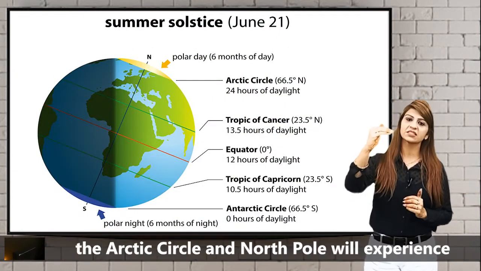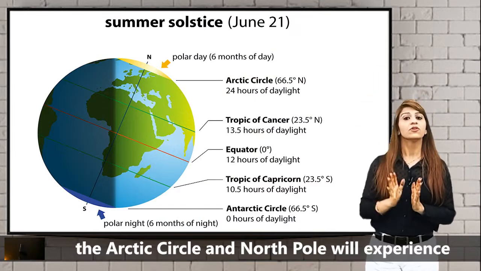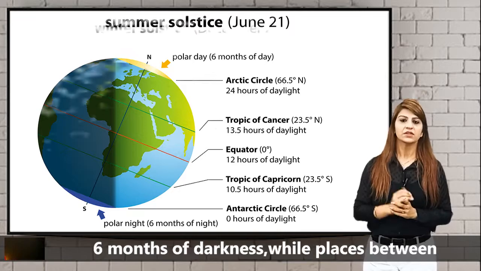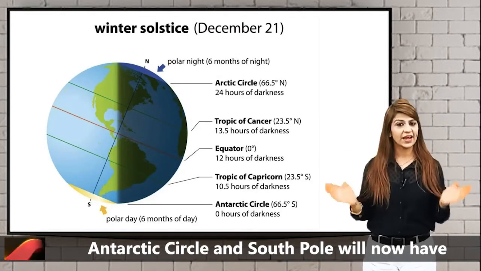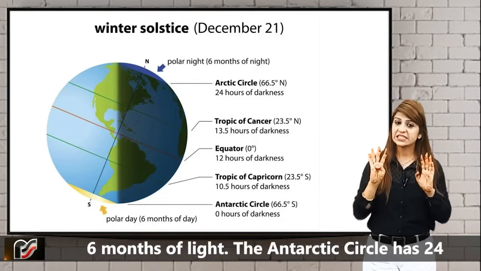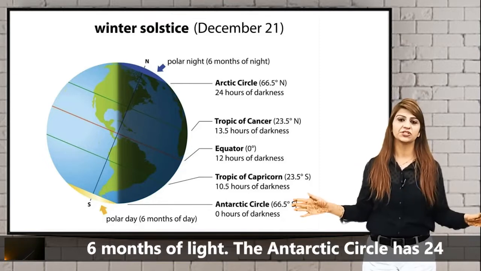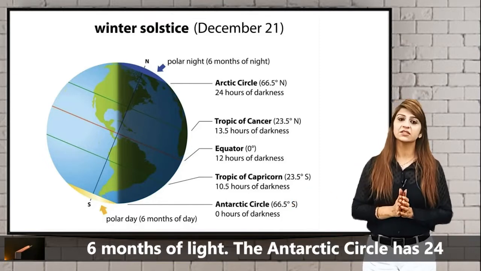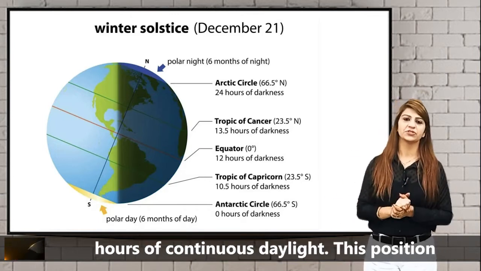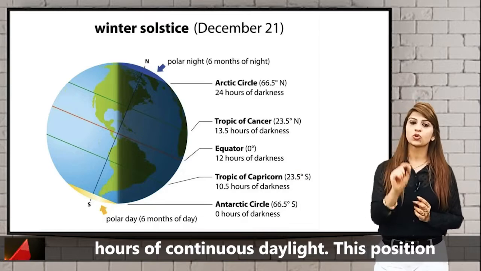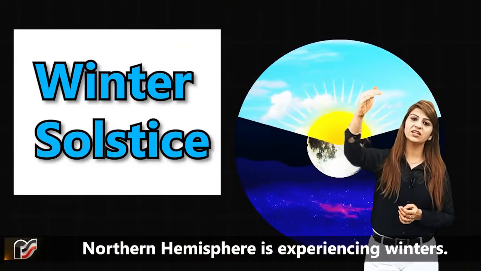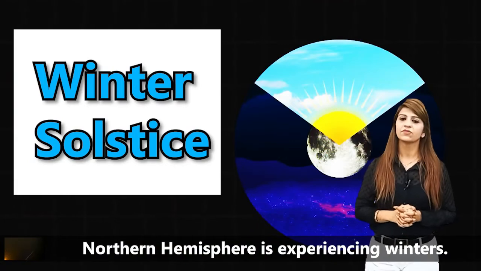Places between the Arctic Circle and North Pole will experience 6 months of darkness, while places between Antarctic Circle and South Pole will now have 6 months of light. The Antarctic Circle has 24 hours of continuous daylight. This position is called the winter solstice because the northern hemisphere is experiencing winters.